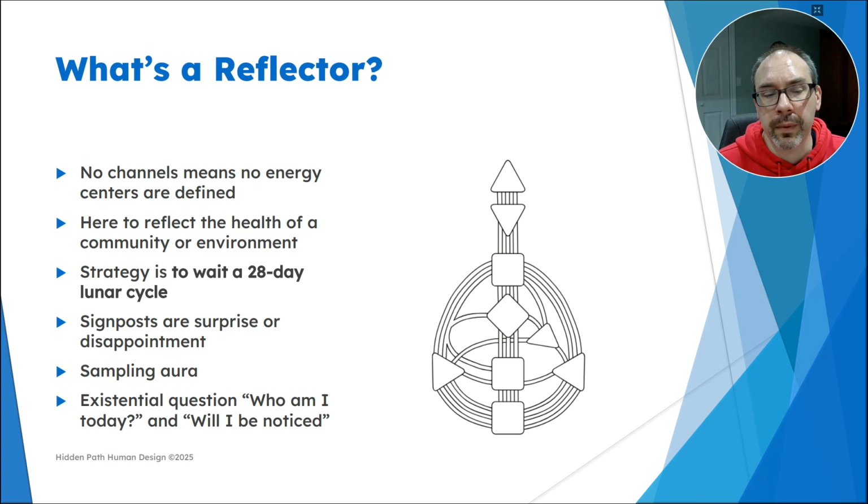So, what is the reflector type in human design? Without having any channels, it means that none of the energy centers are defined. So reflectors have 26 activations, but none of those activations are harmonically connected to another activation, which would form a channel between two energy centers. So you can quickly tell if you're a reflector if none of your energy centers are defined or colored in your chart.